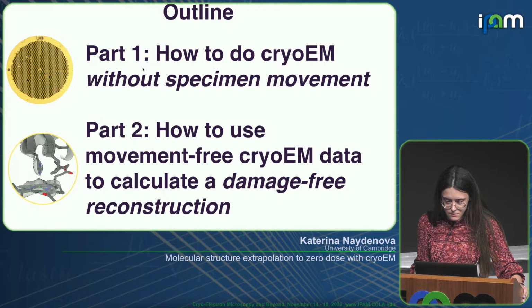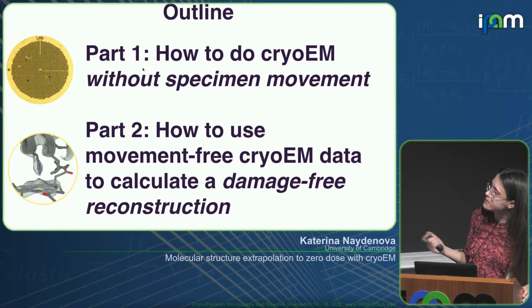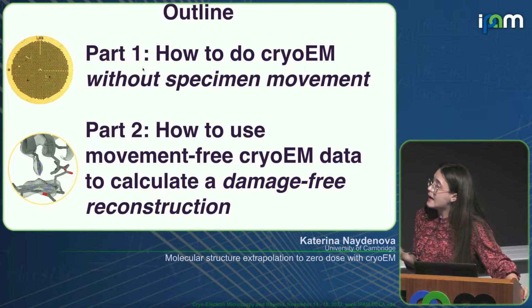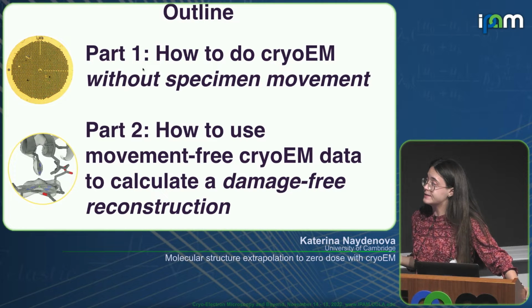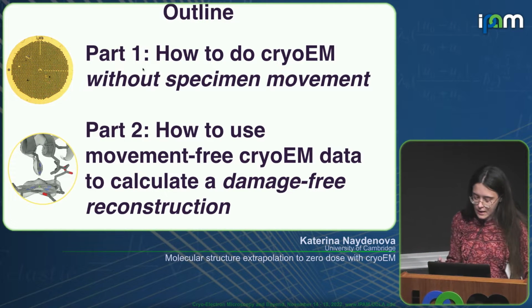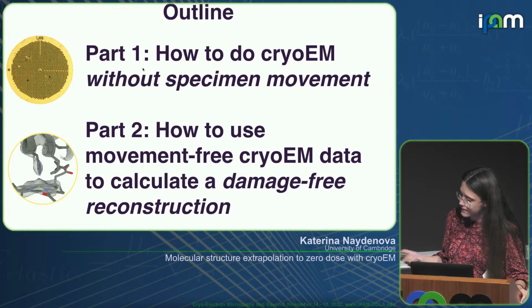All right, so in the first part, I'm going to talk about how we learned to do cryo-EM without any specimen movement. And in the second part, I will talk about how we learned to use this movement-free cryo-EM data to actually mitigate the effects of radiation damage to our final reconstructions.